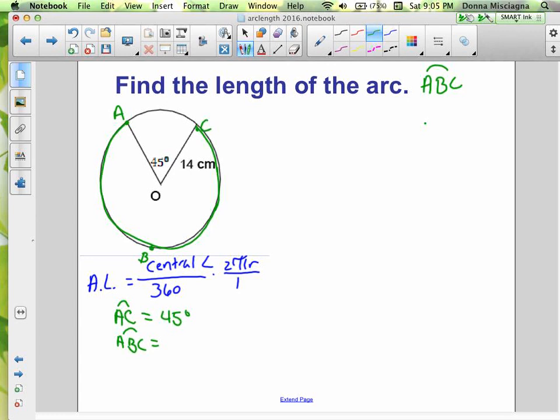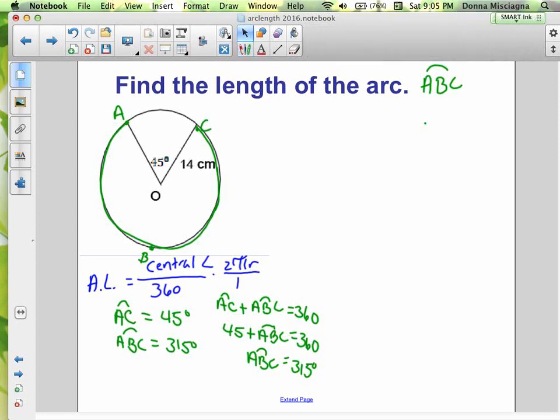All right, so thank you for answering the question. Hopefully you saw that together arc AC plus arc ABC equals the entire circle. We know that arc AC is 45 degrees. If we subtract 45 from both sides, it means that arc ABC is 315 degrees. So now we have the measure of arc ABC, and we can find the length of arc ABC.